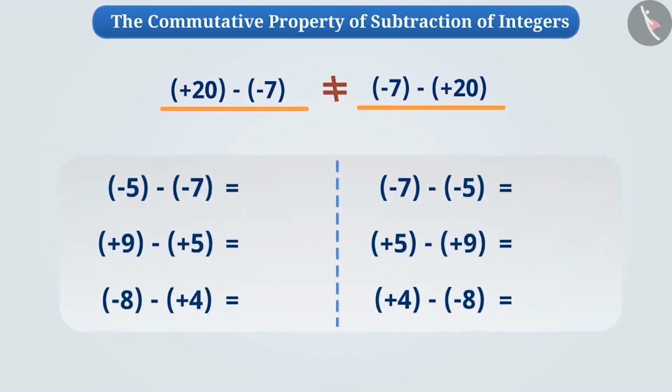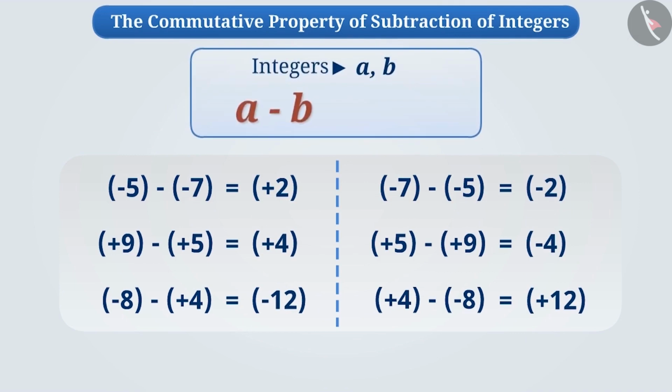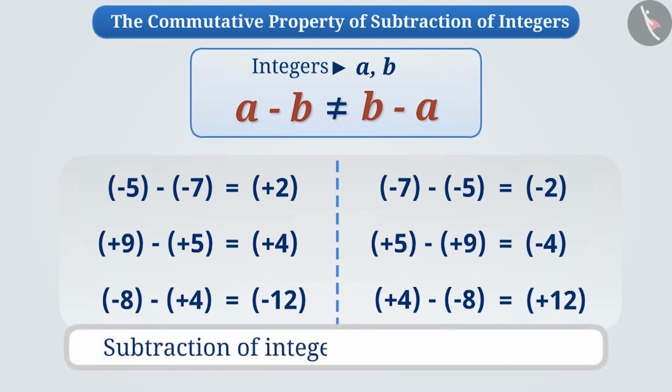You can also find the same from the following examples. Pause the video and verify that the right side and left side results are not equal. This shows that the result of the subtraction of any two integers is not equal to the result obtained by changing the order. That is, the subtraction of integers is not commutative.